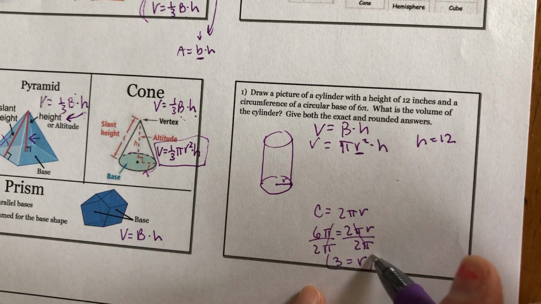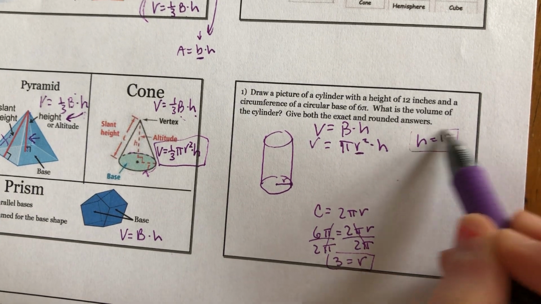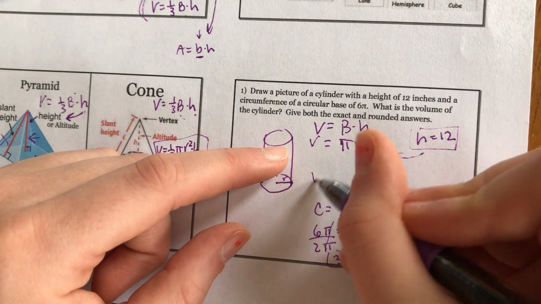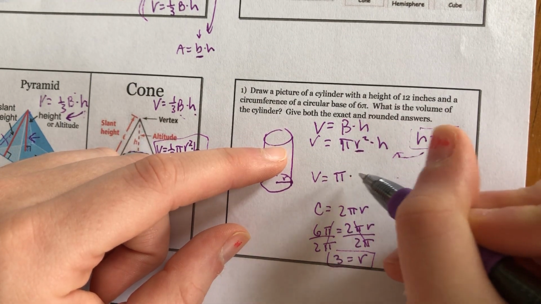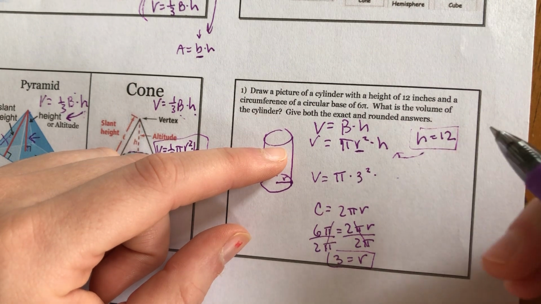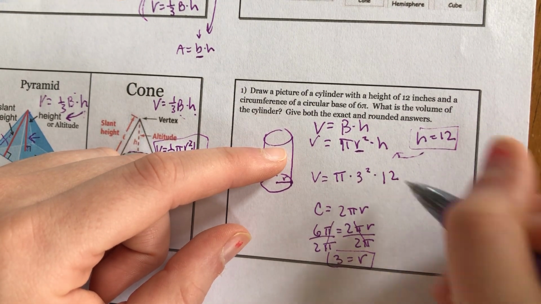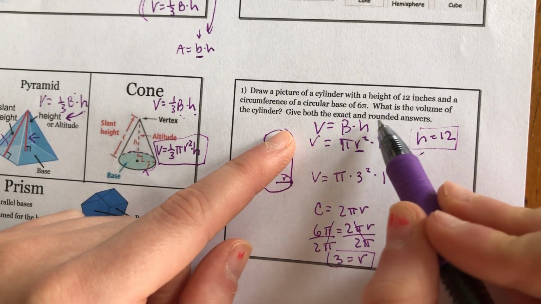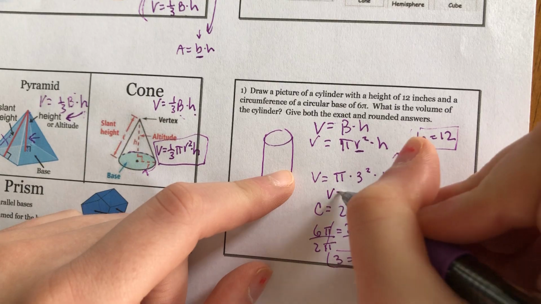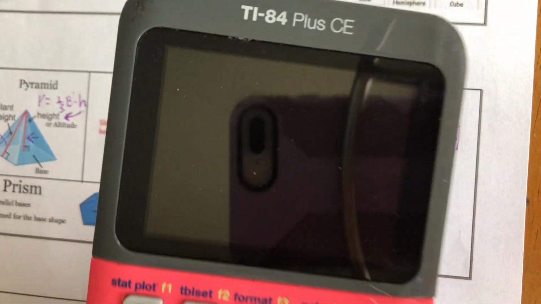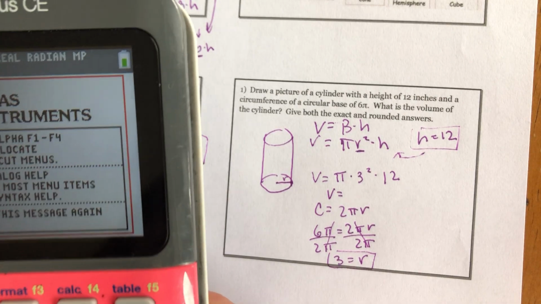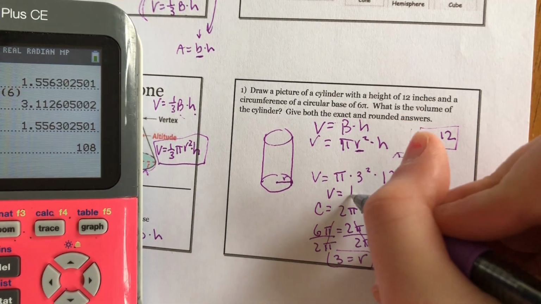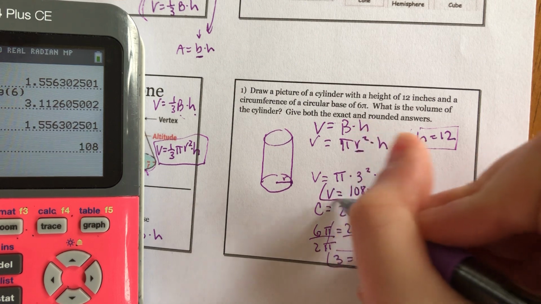So we have 3 is r, h is 12. We just plug those into this equation, and we get V equals pi times 3 squared times 12, and this is telling us to give both exact and rounded answers. So exact is when we leave it in terms of pi. If we plug that into our calculator, we get 9 times 12 equals 108 pi.